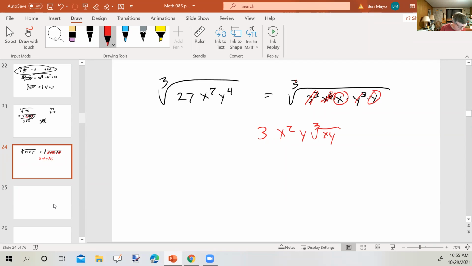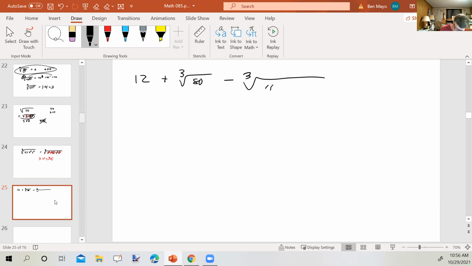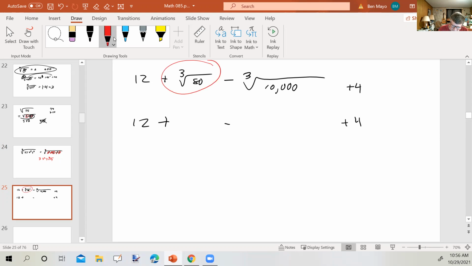And let's see, combining like radicals. Again, make sure that you simplify each radical first. So for instance, here's one: 12 plus the cube root of 80 minus the cube root of 10,000 plus 4. So let's take these one at a time. 12 is just going to be 12. 4 is just going to be 4. But let's look at the cube root of 80.